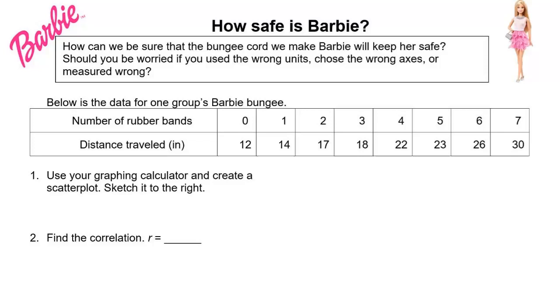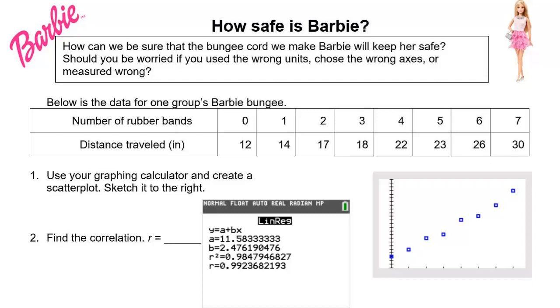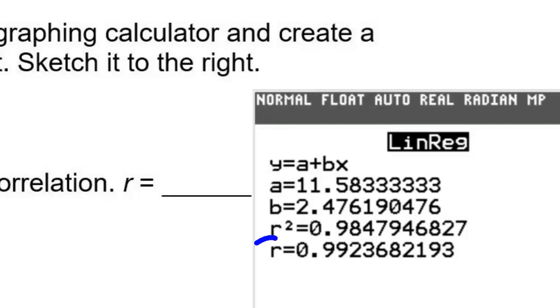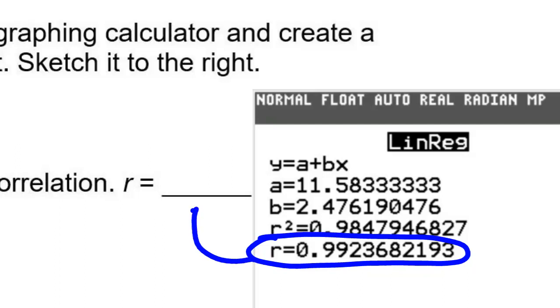The R value is this piece right here. Go ahead and write it down. Let's take it out to 4 decimal places, so 0.9923. 0.9923, or 24, whatever. So our correlation here, this piece.